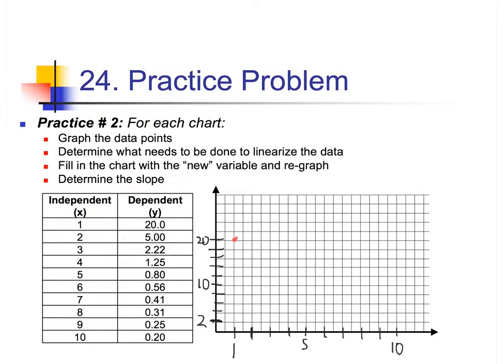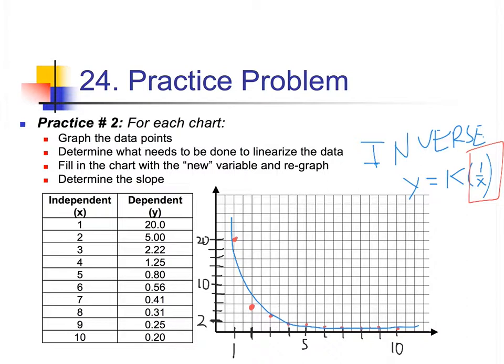Now that I have that scale set, I'm going to go ahead and start plotting some points. We should very quickly be able to see that this graph drops off very quickly. It has a shape that looks something like that. That shape where x is increasing but y is decreasing is indicative of an inverse function here, which takes the form y is equal to k, some constant, times 1 over x. So this 1 over x, that's what we're going to plot now on our x-axis.